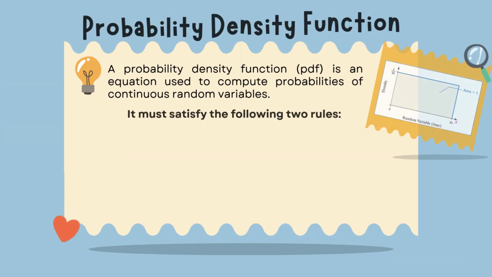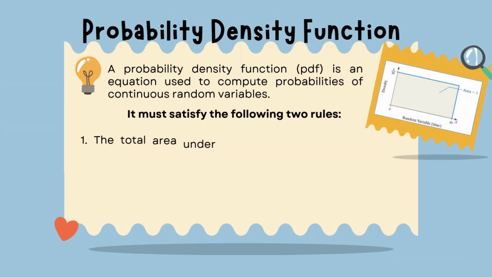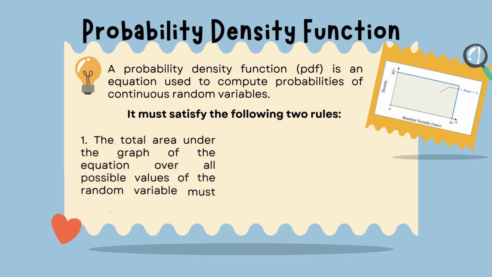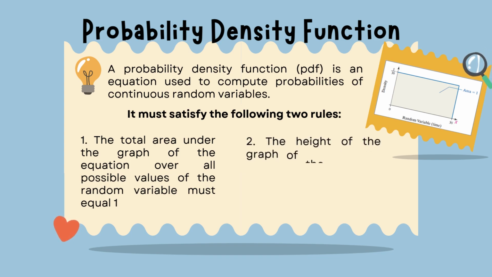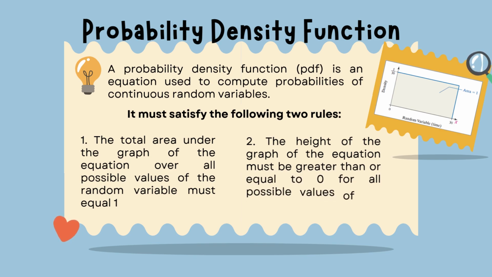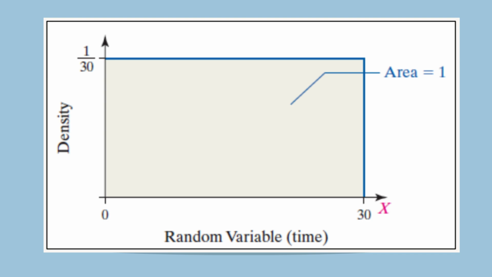Rule number 1. The total area under the curve of the function must be equal to 1. This represents the idea that the sum of all probabilities for the random variable is 100%. Rule number 2. The height of the function, or the value of the PDF, must always be greater than or equal to 0 for any possible value of the random variable. This is because probabilities can't be negative.